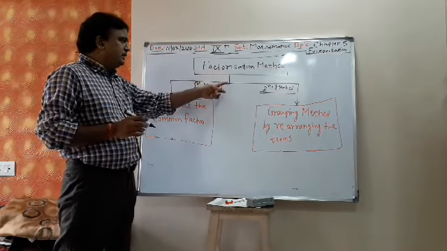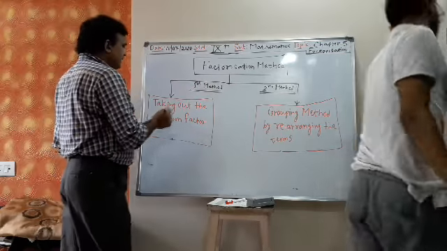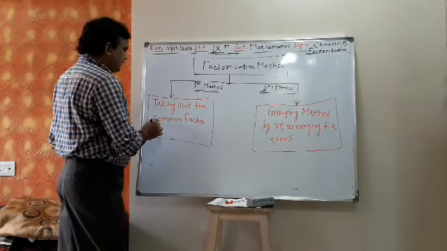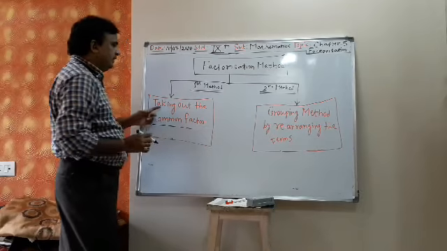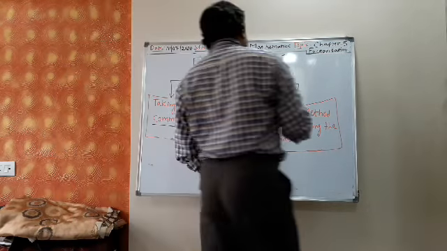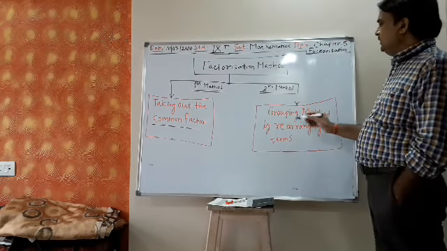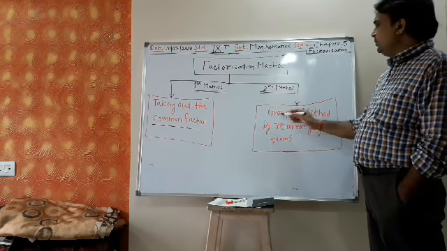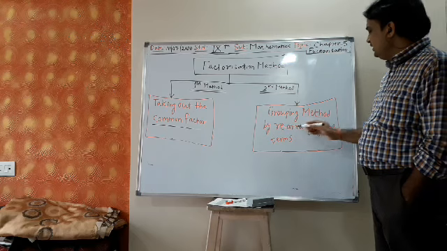Factorization, there are two methods. One method is taking out the common factor. Second method is grouping method. And what we do in grouping method, we rearrange the terms.